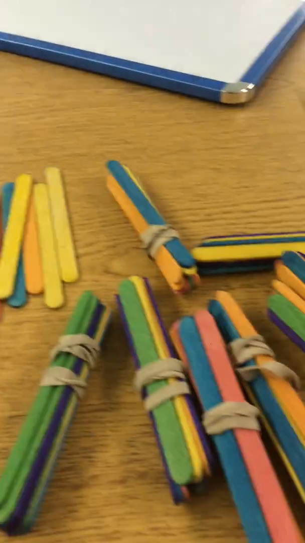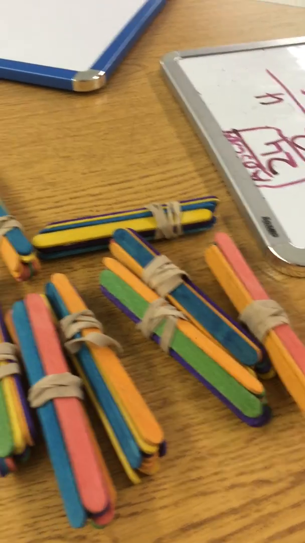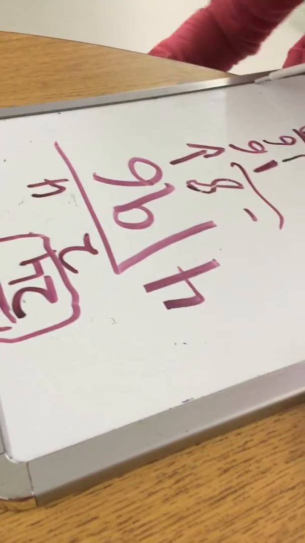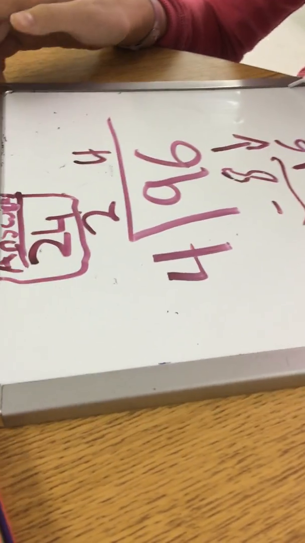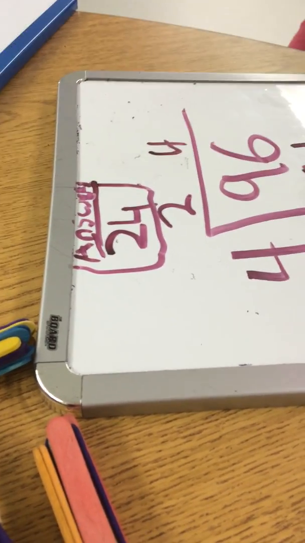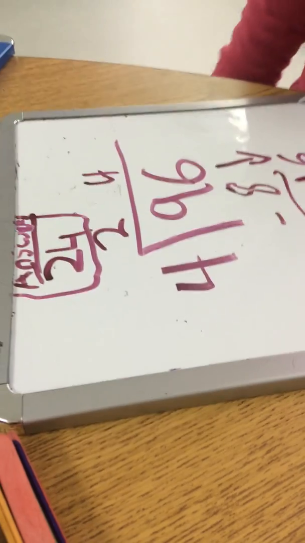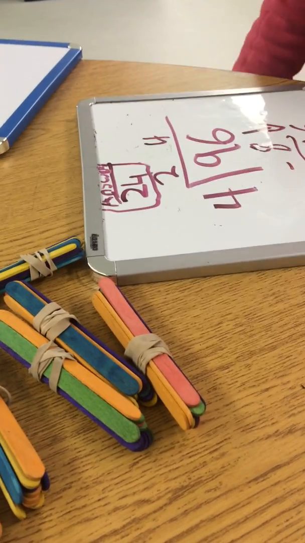Okay, we have 96 popsicle sticks here, right? We have 9 bundles of 10 and 6 ones. You have your question right there. Okay, so now we're going to connect the popsicle sticks to what you have written on the board. Do you know how to do that?